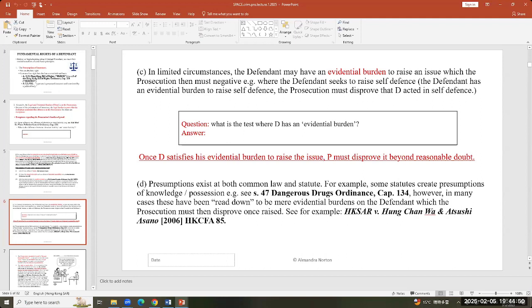But the Court of Final Appeal in Hung Chan-Hua said that this statutory provision was actually a derogation of the presumption of innocence. So what they did was, instead of the legal burden of proof that's placed on the defendant in Section 47, they read it down to just be an evidential burden instead. So they applied a much lower threshold of the burden of proof on the defendant to just raise a prima facie case that he didn't have the drugs in his possession, and then the burden shifts to the prosecution to prove that he did.